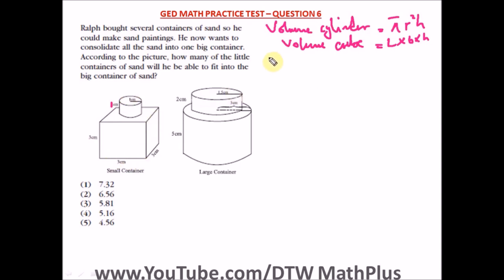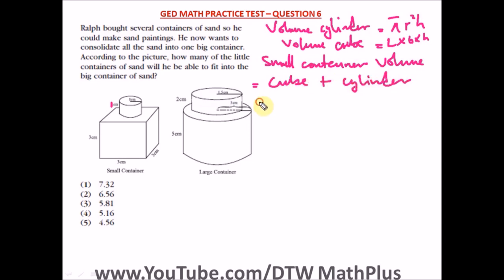Okay, so let's just write: small container volume is equal to, what's the volume of the cube here? Okay, let me just say cube plus cylinder. All right, so the cube will be what? This is 3 times 3 times 3. Then plus the cylinder will be what?